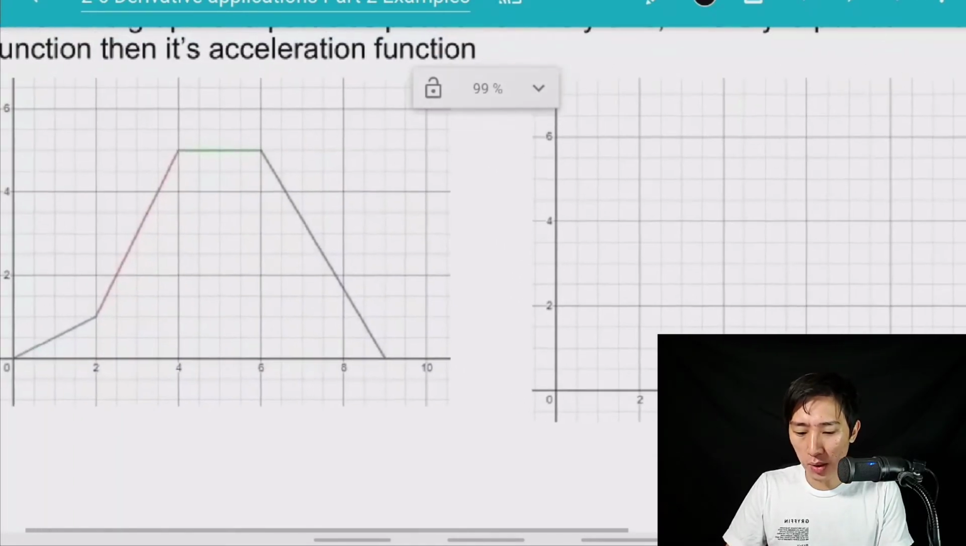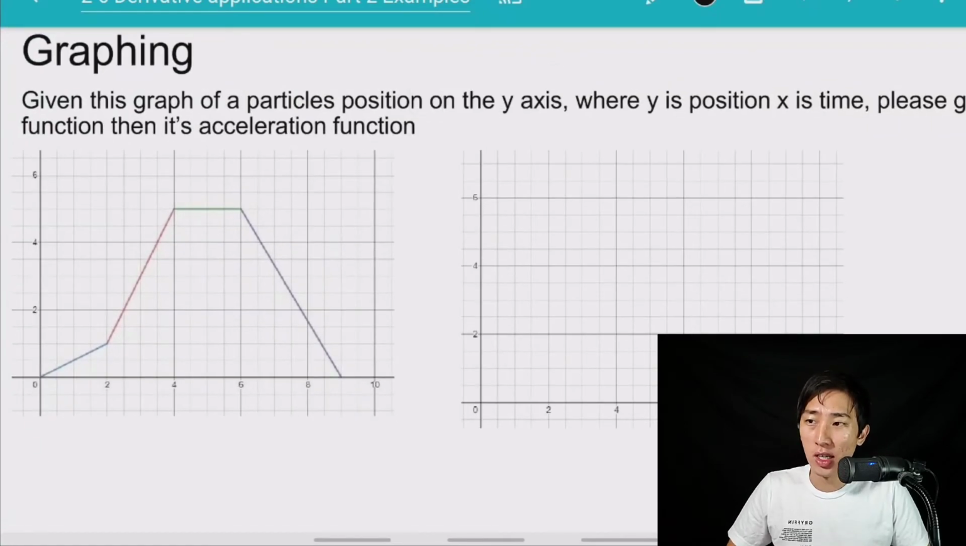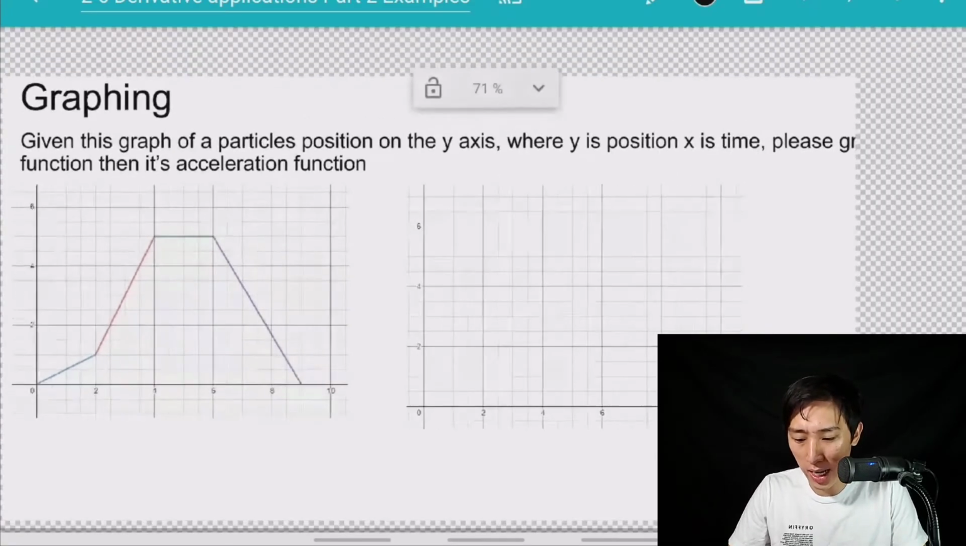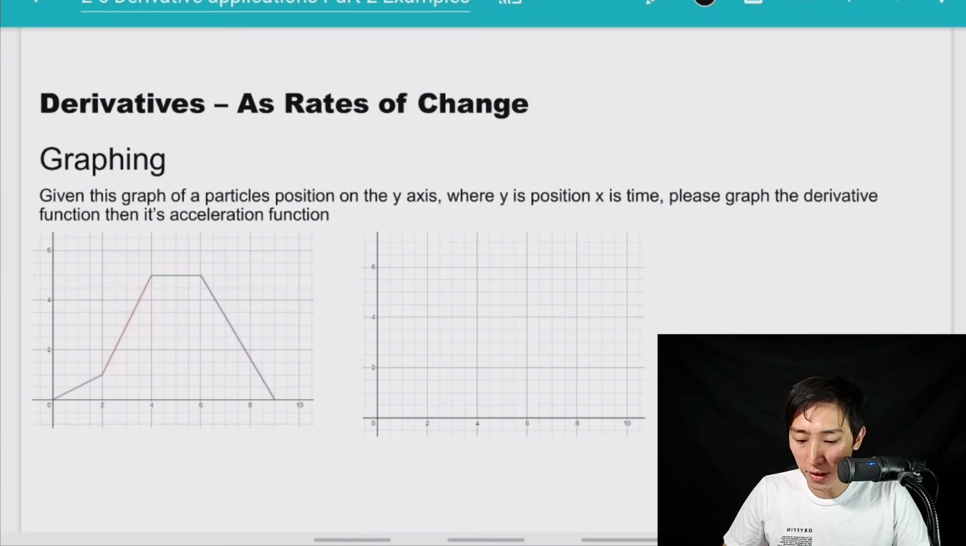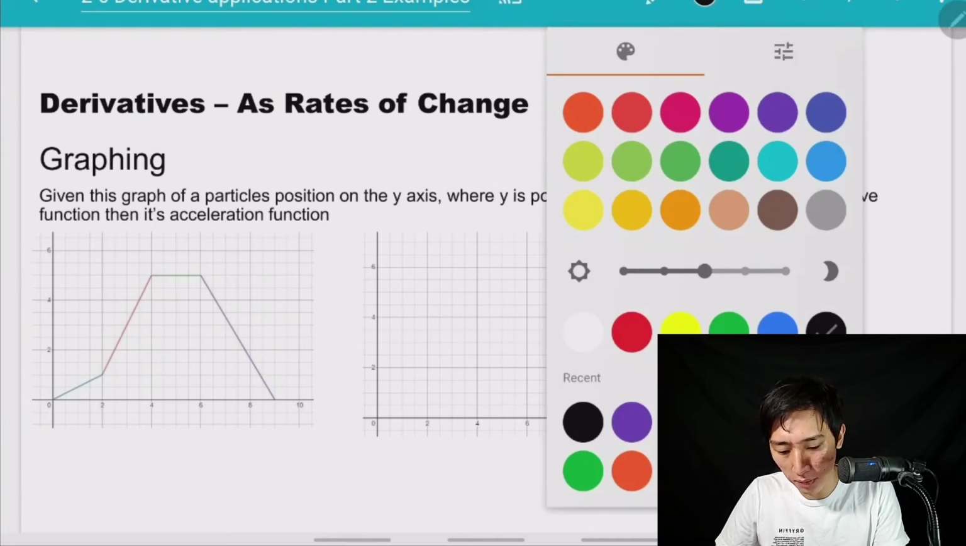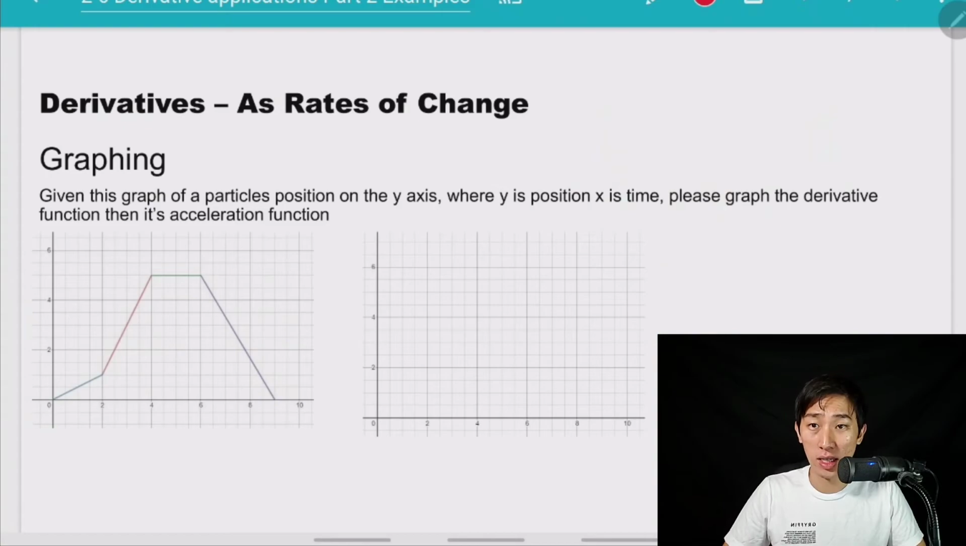All right, now this is one where a lot of you mentioned that you had trouble with, and this was our graphing. So it says: given the graph of the particle's position, where y is position and x is time, please graph the derivative function, then its acceleration function. So I'm going to graph your derivative function in red, and then I'm going to graph your acceleration function in blue.